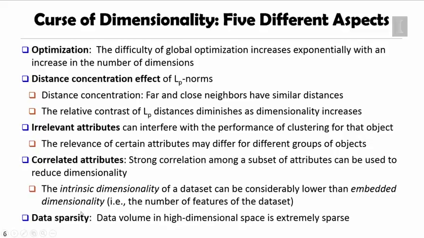The fifth aspect of the curse of dimensionality problem is data sparsity. We already used the example to show the data volume in the high-dimensional space could be extremely sparse, because in a very high-dimensional space, some regions may not even have a point. That's the data sparsity problem. So those different aspects combined together, we can say this is really the curse of dimensionality. We have to invent effective methods to overcome this problem in order to do effective clustering.